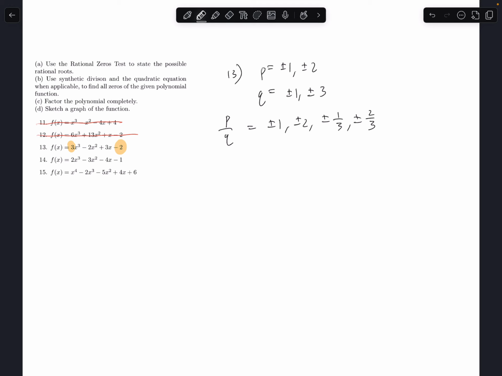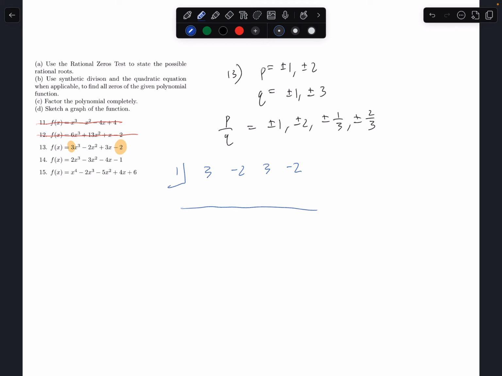Okay, as usual, I'm going to start by checking the whole numbers. So let's check 1. I've got 3, -2, 3, -2 as my coefficients. Bring the 3 down. 3 times 1 is 3. -2 plus 3 is 1. 1 times 1 is 1. 3 plus 1 is 4. 4 times 1 is 4, and that's equal to 2, not equal to 0.